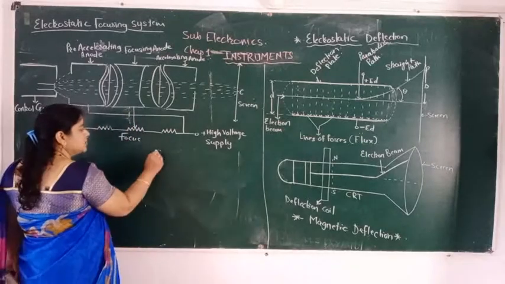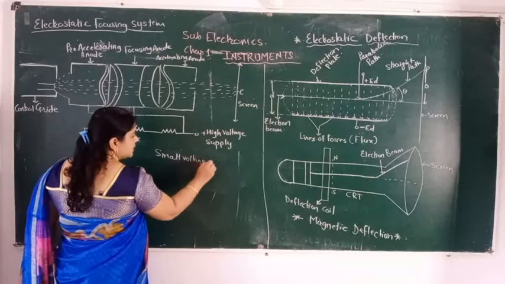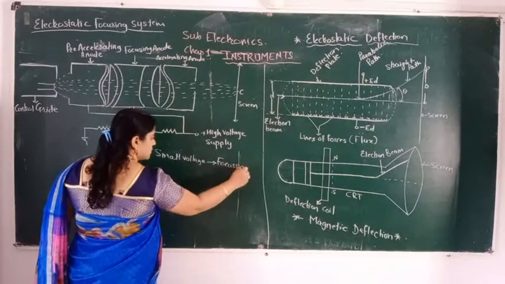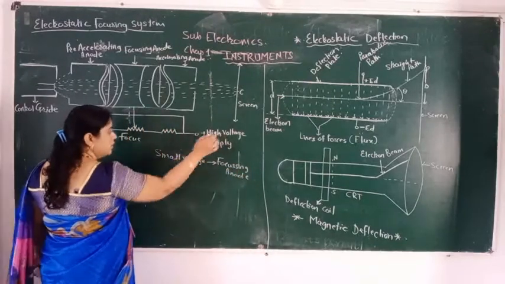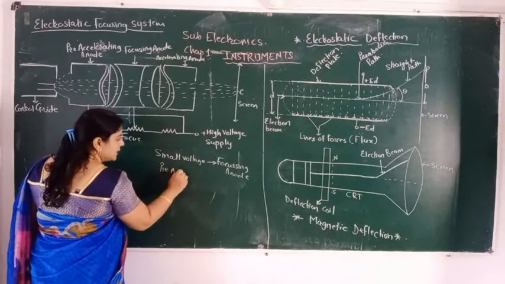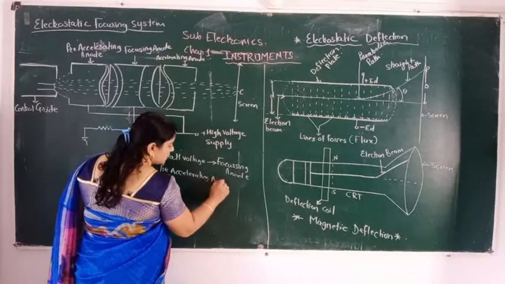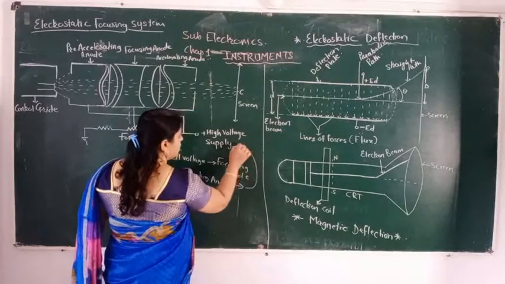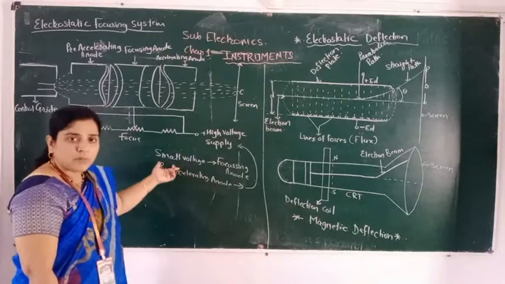Small voltage is applied to the focusing anode, and large or high voltage is applied to the pre-accelerating anode. The pre-accelerating anode has the high voltage and the focusing anode has the small voltage.